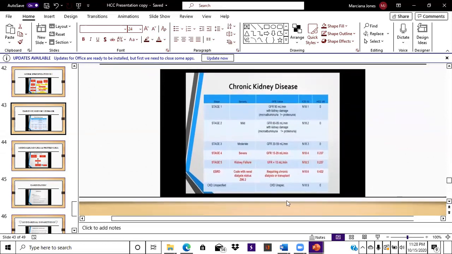So stage 4 is severe. Stage 5 is kidney failure. And stage 6 is end-stage renal disease. And definitely when you're on stage 6, you're on dialysis. There are 2 different types of dialysis. You have the peritoneal dialysis, and then you also have when people go to the dialysis centers, you get hooked up to dialysis and sit there all day. The peritoneal is done mainly at home.